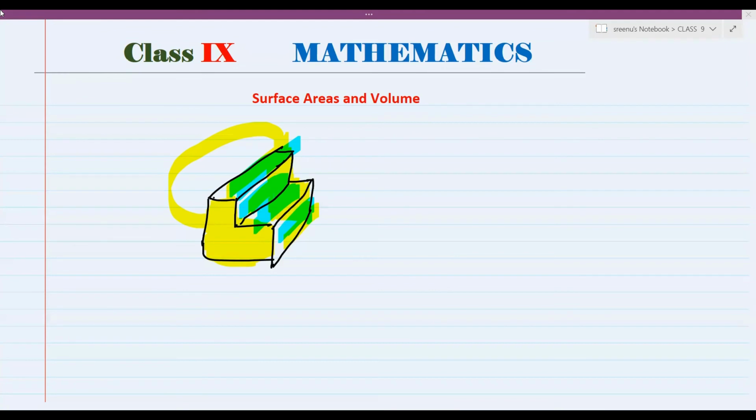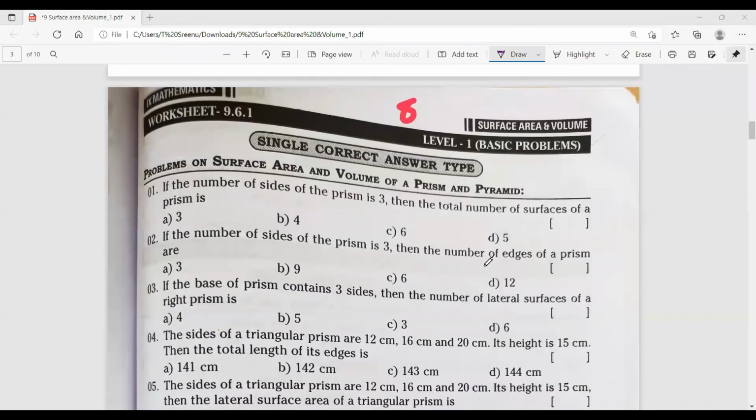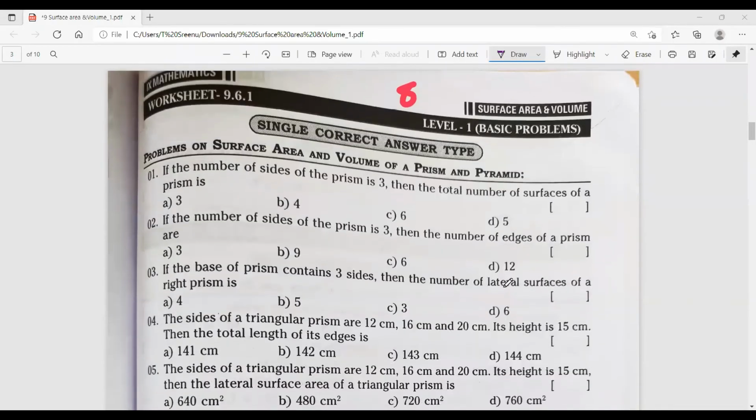Five, sir. Option D. Okay, what is the first formula? First, you tell me the formula. Number of lateral surfaces plus 2, sir. So plus 2 in the sense 3 plus 2, 5. Okay. Second one. Number of sides, 3. Formula: number of sides into 3. Second formula, yes, sir.